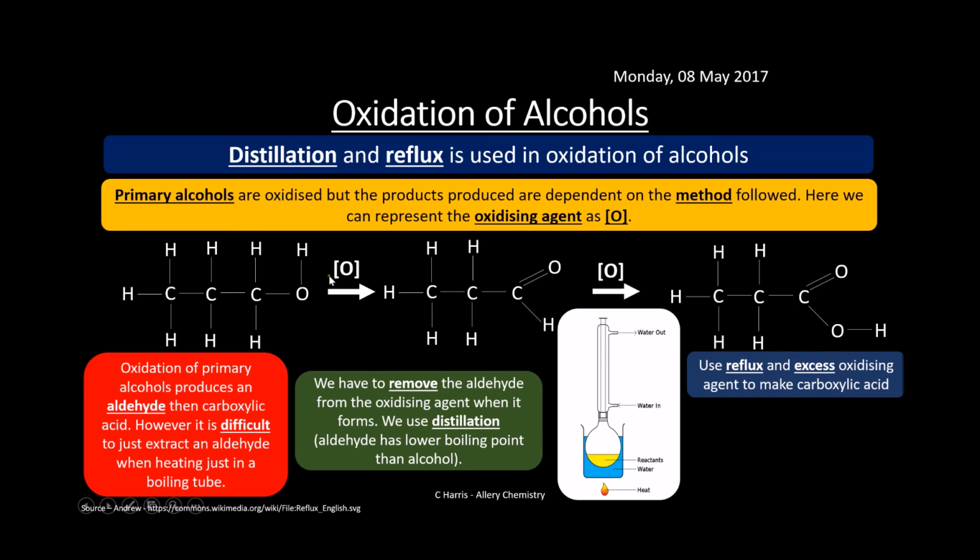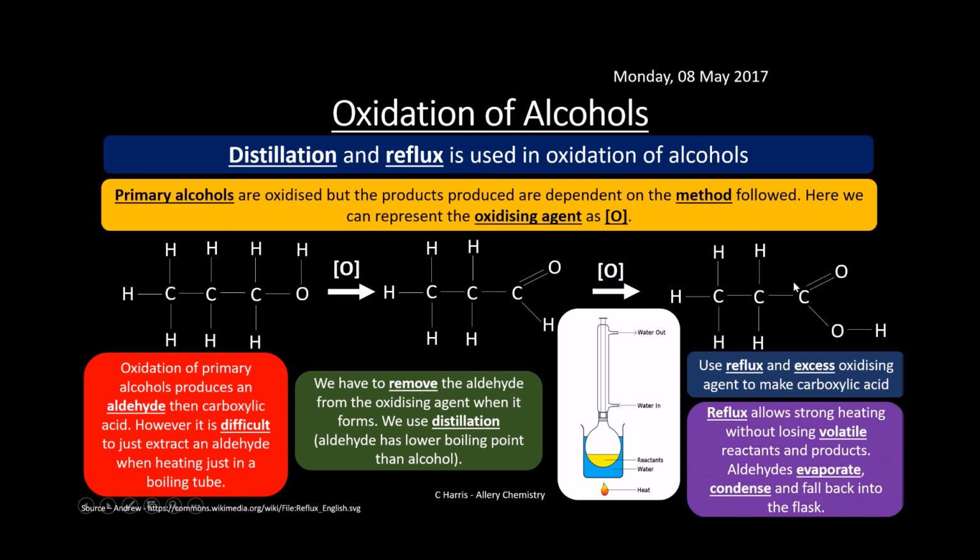So here we're using 2 lots of oxidizing agents compared to 1 molecule of alcohol. So this is called an excess. And we produce our carboxylic acid.